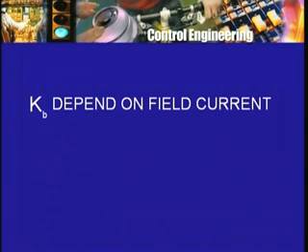So for a given motor, for a given field current, there will be some particular number KB or value of this back EMF constant or back EMF coefficient KB, and the back EMF produced in the armature as a result of motion will be given by EB equal to KB into omega.